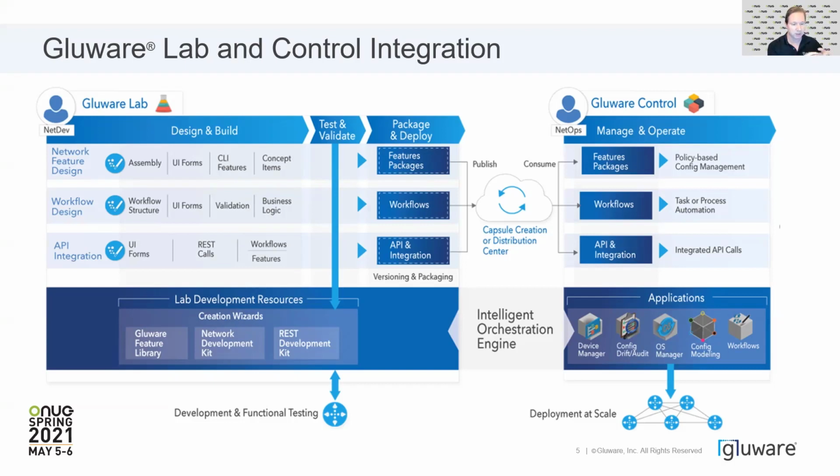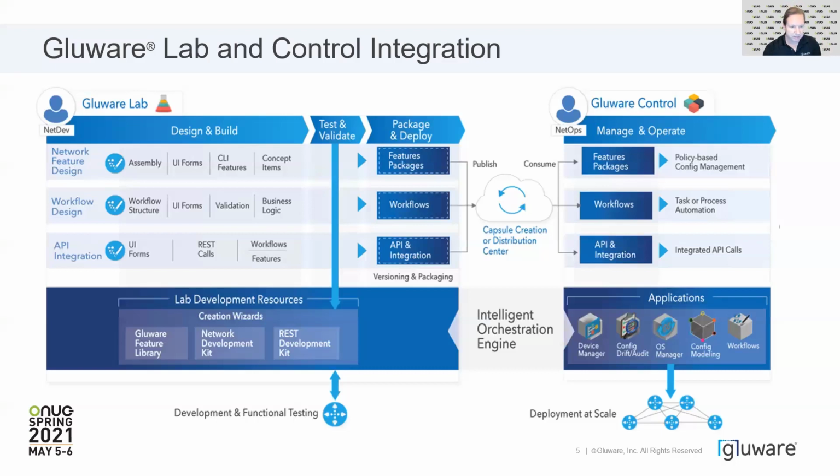So Gluware has a feature library. We have our own development kit. We have our own REST kit. I talked about the REST development kit, which allows you to onboard API calls extremely rapidly. So in Lab, you do some work in JSON and JavaScript. You build the features you're looking to use in Lab. You can fully test and integrate. We have the full orchestration engine that we run in Gluware, and we have that all-in-one in Lab.